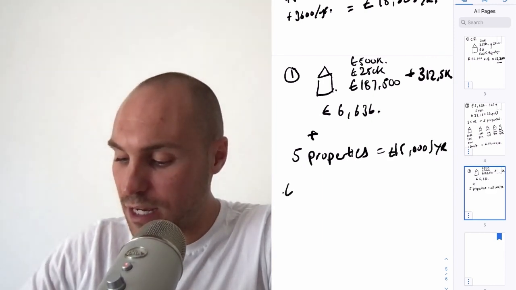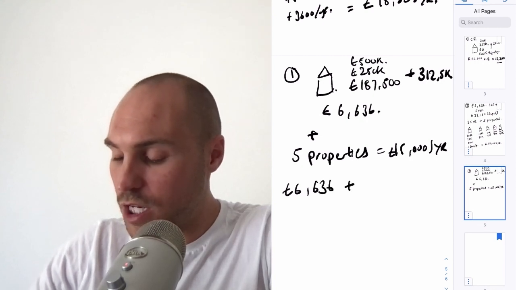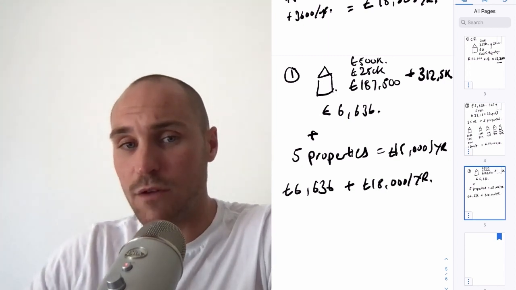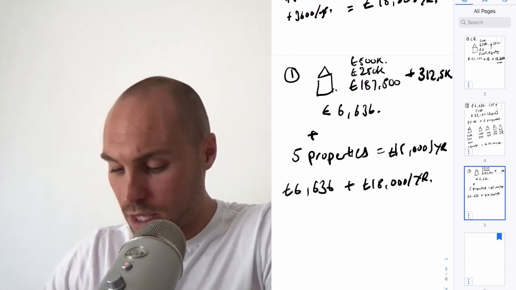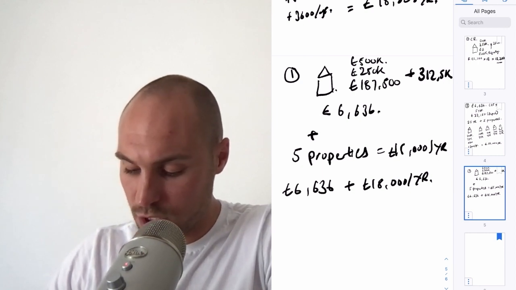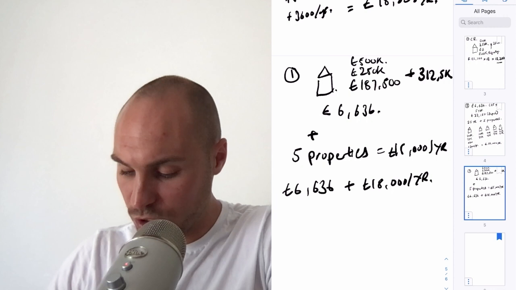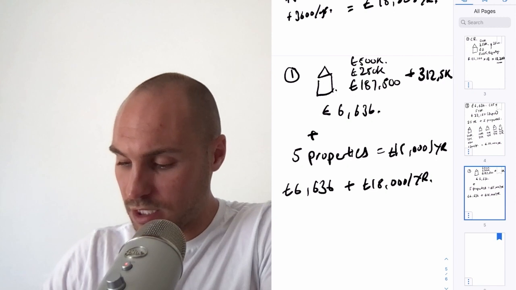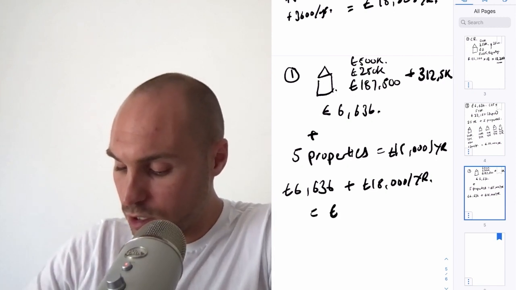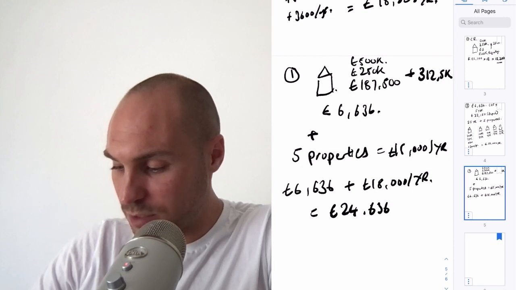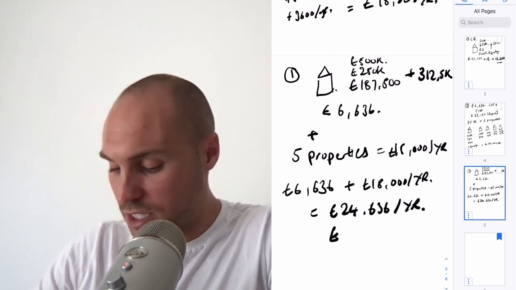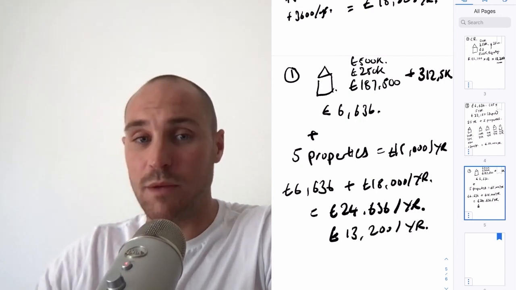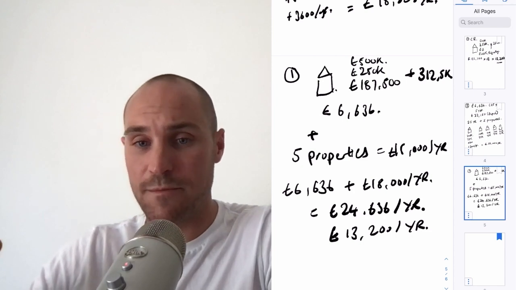Now, if we add the £6,636 to the additional £18,000 of net cash flow from buying the 5 properties over the 25-year period, we end up with a cash flow in this example of 18,000 plus 6,636, which equals £24,636 a year, right? And in the previous example, we were only making 13,200 a year by buying on capital repayment, and we only owned one property at the end of it, right?